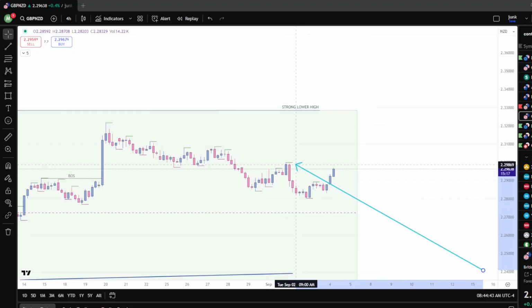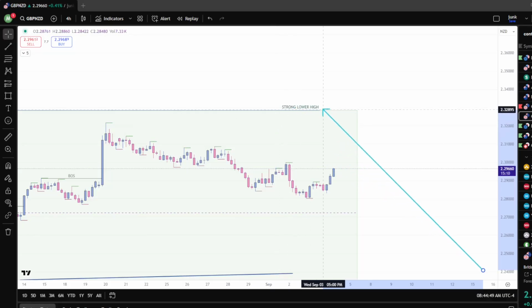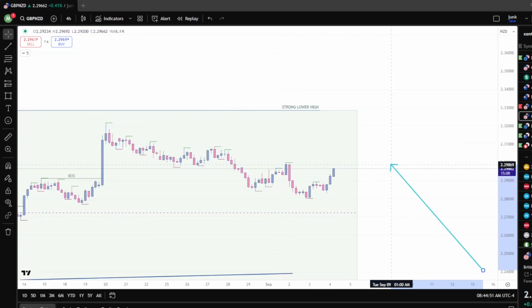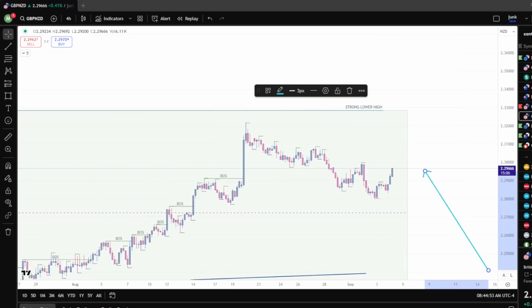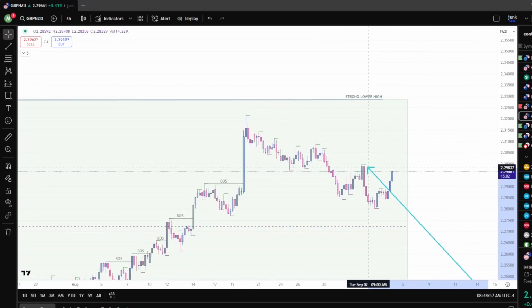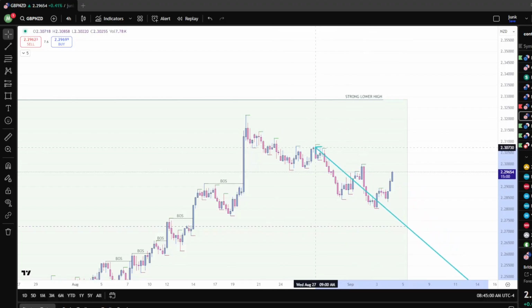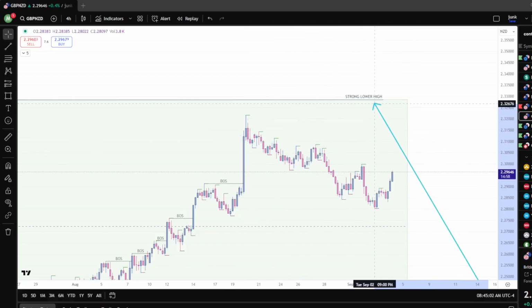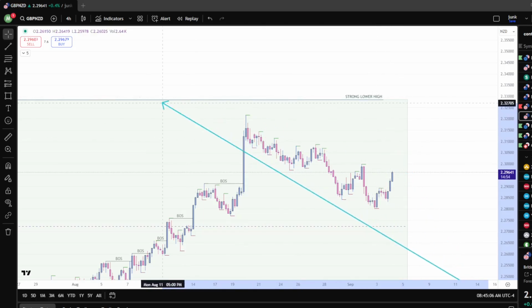Possibly it can push past these highs. If it does, we're looking to see if this internal structure continues and targets the strong lower high of this overall swing structure. Overall, if it can push past these highs, because there's liquidity sitting over these highs, we're looking to see if it can target this lower high, but I'm not looking at it as an opportunity, because overall swing structure is bearish.